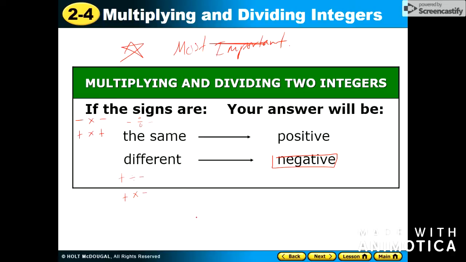I remember it this way. Same sign is a positive number, different sign is a negative number. And that's only when multiplying and dividing. This is not true for adding and subtracting. They have a different set of rules that we've already discussed. Only when multiplying and dividing.